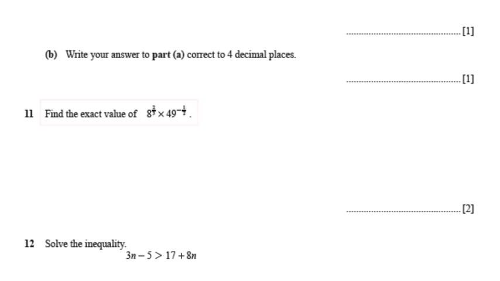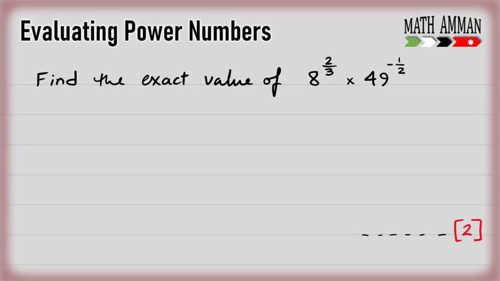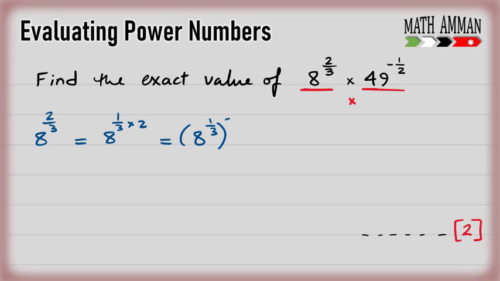Let's do more examples about evaluations. This question here asks you to evaluate 8 to the power 2/3 times 49 to the power minus half. Let's evaluate each of these terms, then multiply them together. Starting with 8 to the power 2/3, the index here is not an integer or 1 over integer, but we can make it so. 2 over 3 can be rewritten as 1 over 3 times 2. And since multiplication of indices is equivalent to power of power, we can rewrite 8 to the power 1 over 3 times 2 as (8 to the power 1 over 3) all to the power 2.